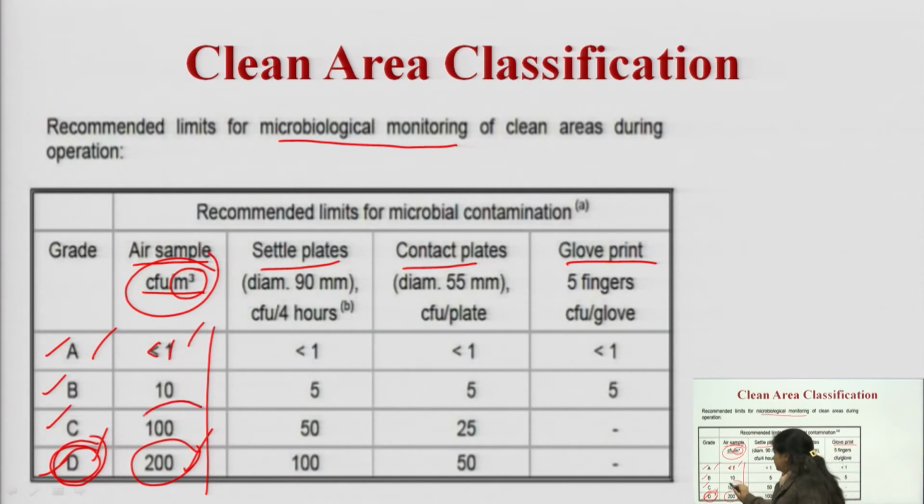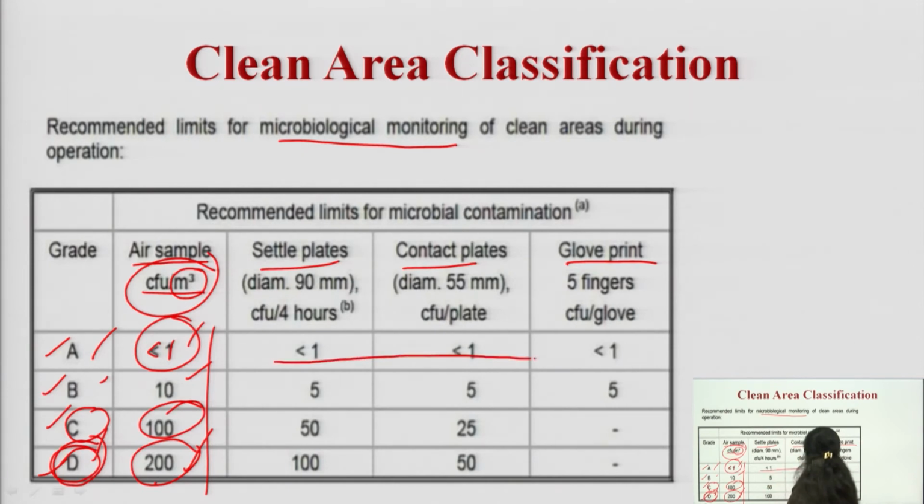If the colonies we see are more than 100 but less than 200, then that area is grade C, and if colonies are less than 100 but more than 10, then in that case the area is grade B. And if there is no contamination, the number of microorganisms is less than 1, then that means it is an aseptic area, free from microorganisms.